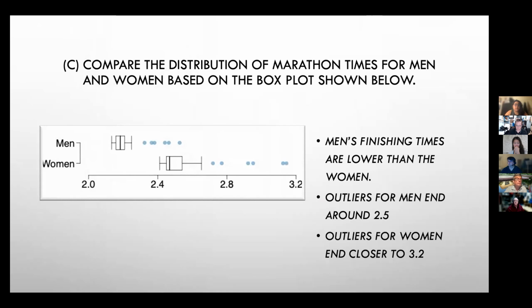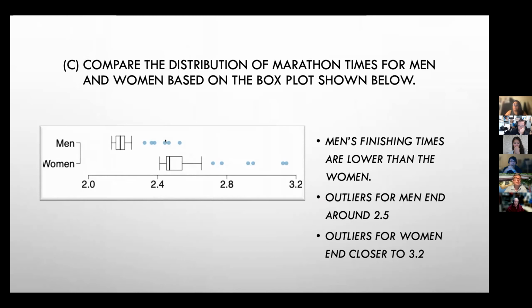Question C, compare the distribution of marathon times for men and women based on the box plot shown below. I said that men's finishing times are lower than women's. For the men, the outliers tend to end around 2.5 hours, and for the outliers for women, it's closer to 3.2.